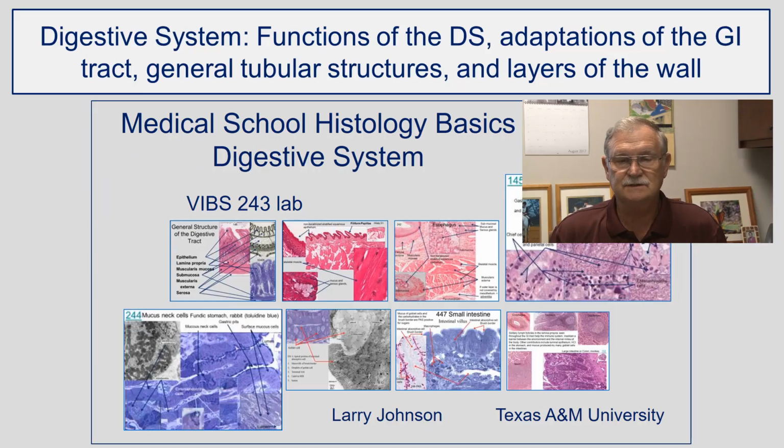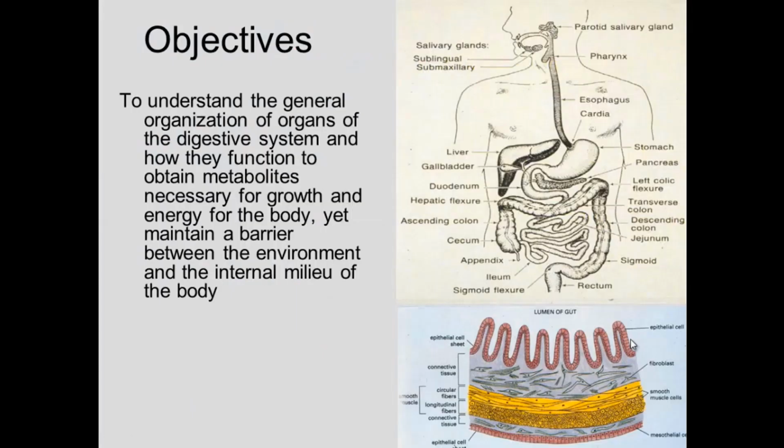Hi, today we're going to talk about the digestive system: functions of the digestive system, adaptations of the GI tract, general tubular structures, and layers of the wall. Our objectives are to understand the general organization of the organs of the digestive system and how they function to obtain metabolites necessary for growth and energy for the body, yet maintain a barrier between the environment and the internal milieu of the body.